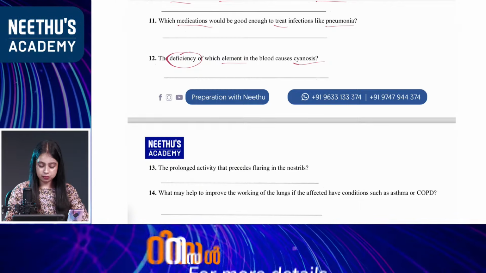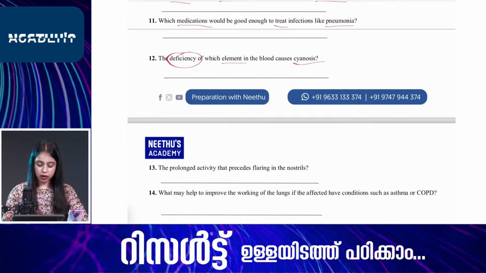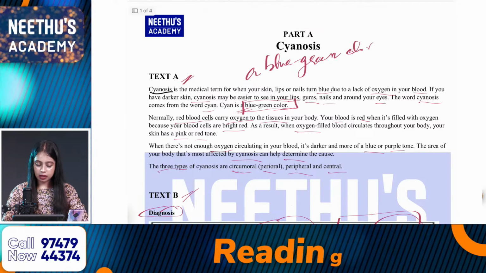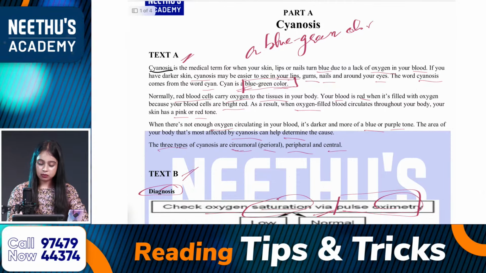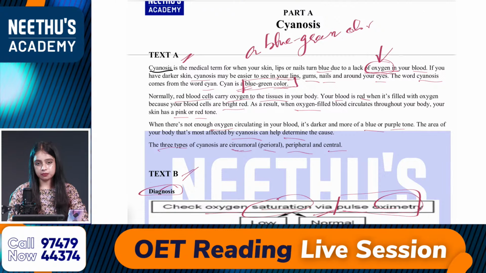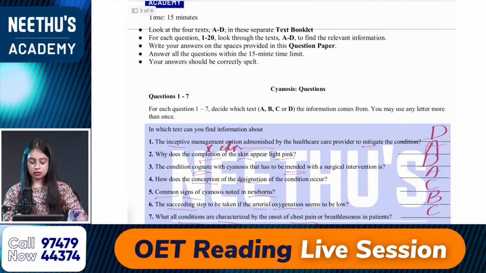Which element? Okay, so the deficiency of that element that is in text A. Lack of, deficiency of oxygen in your blood. So that element is oxygen. Okay, so answer is oxygen.